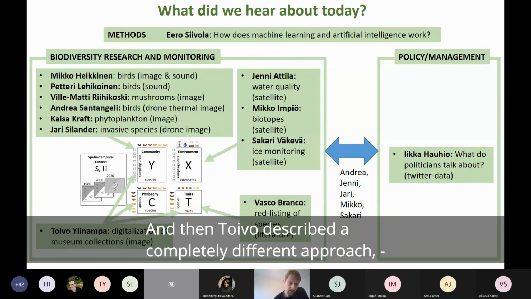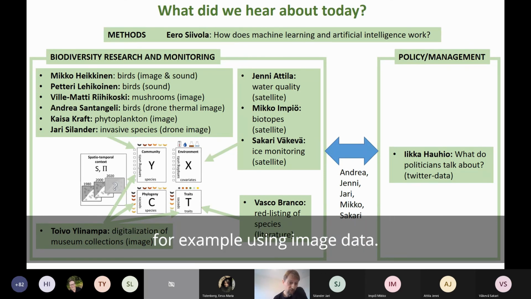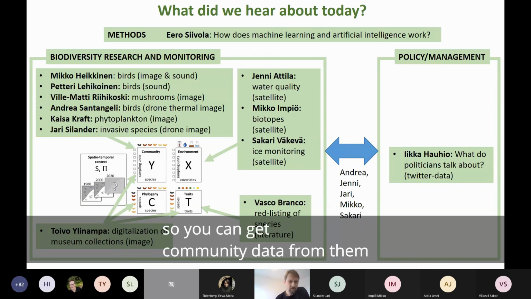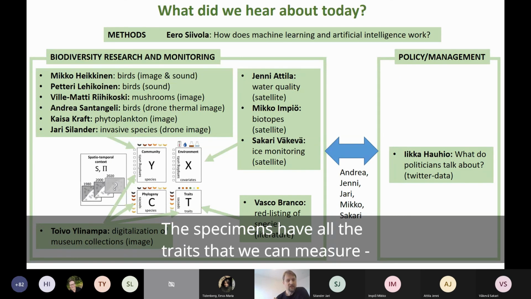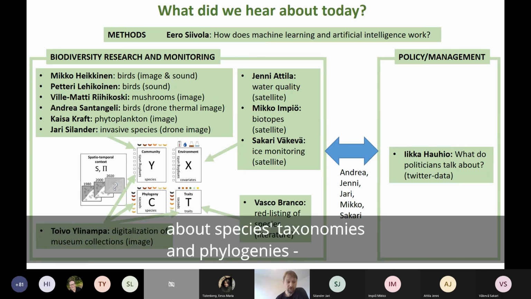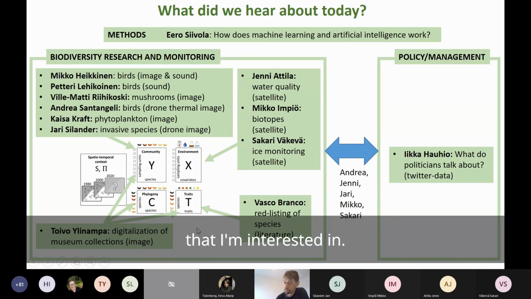And then Toivo described a completely different approach, which is how you can use these methods or a combination of methods to digitalize museum collections, for example, using image data. And museum collections really hold massive information about species occurrences, so you can generate community data from them. The specimens have all the traits that we can measure. And of course, museum collections have massive information about species taxonomies and phylogenies. So in that sense, Toivo's methods populate many of these matrices that I'm interested in.